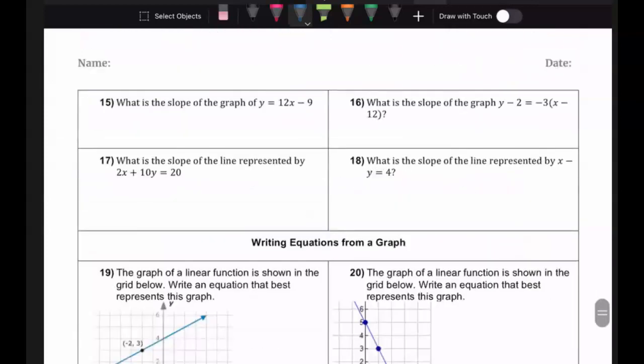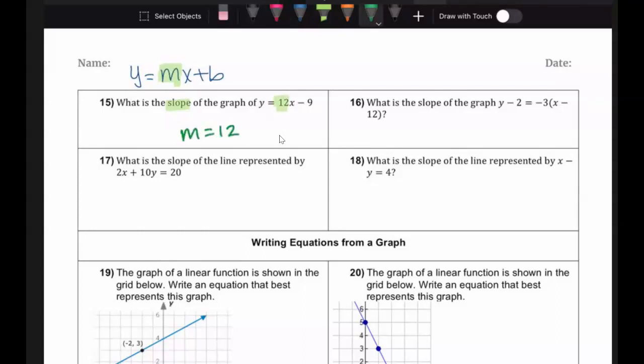which is equation. So what if they give you an equation and they say, what is the slope of the graph of y equals 12x minus 9? Well, this is in the form of y equals mx plus b, where m is your slope. Well, the m, the number in front of x in this case, is 12. So, m equals 12. You're done.